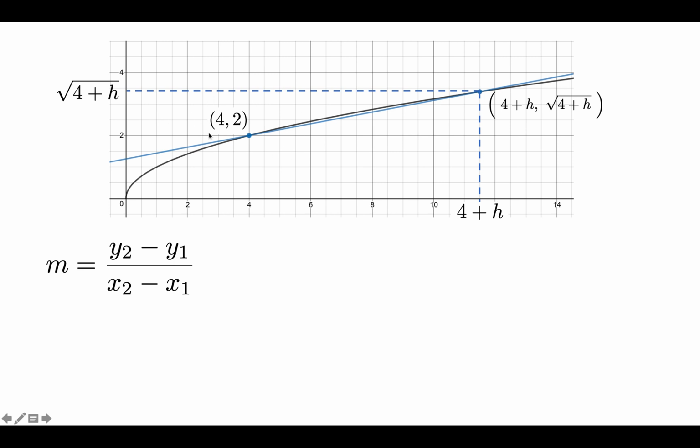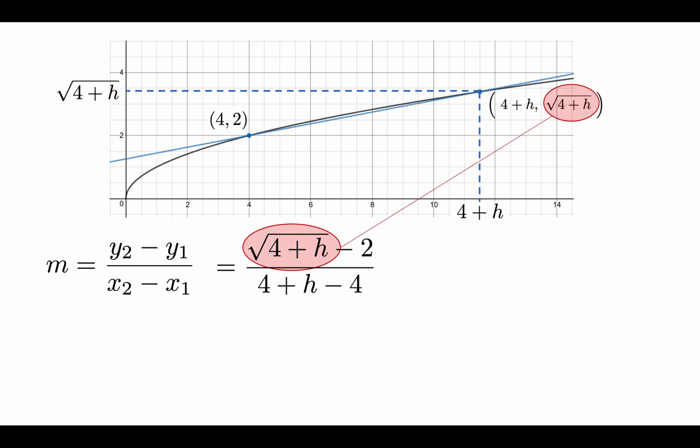So there's our slope formula again. When you plug in, you're going to get this. Again, where does this stuff come from? We got our y2, the square root of 4 plus h, minus y1. It comes from our first point, our point of tangency. Then x2 minus x1.